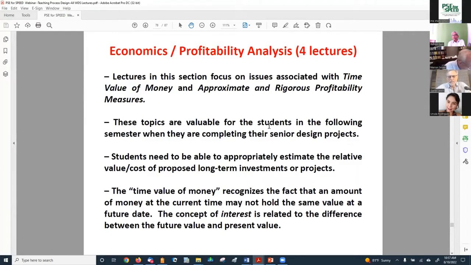Okay, now for economics and profitability analysis, let me look at timing now. Okay, 57, where am I? Just a second, looking fairly good.